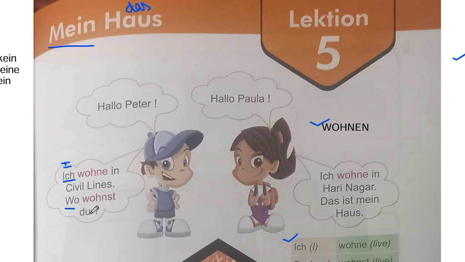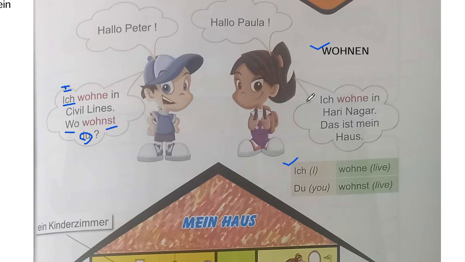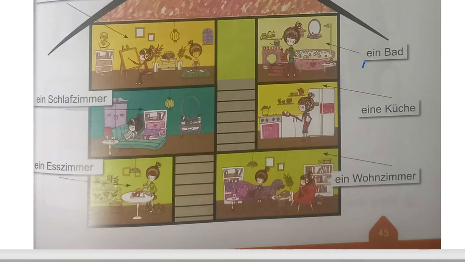Now you can see over here, since he's asking with du, wo wohnst du. He's not saying wo wohne du. No, he's asking wo wohnst du. Why did he add st? Because there is du over here. So let's see what she's saying. She is saying, Ich wohne in Harinagar. I live in Harinagar. Das ist mein Haus. So we have learned about this in the previous chapter. Das ist mein Haus. That is my house.